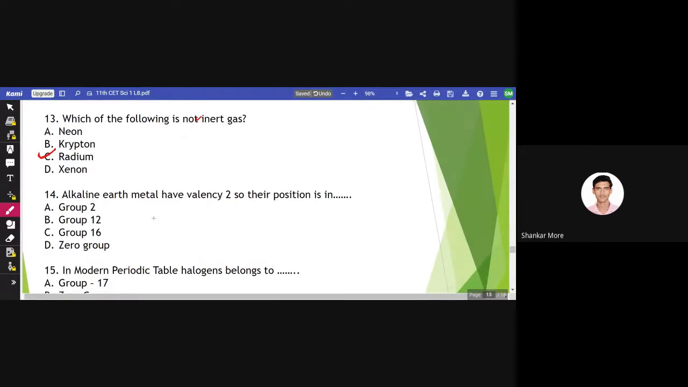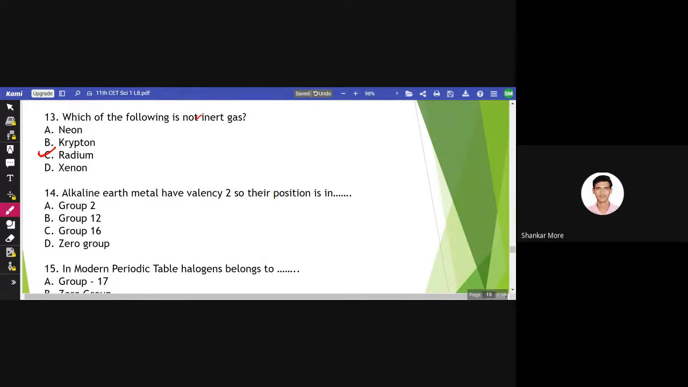All right, all good. Alkaline earth metals have valency 2, so their position is in which group? Valency is 2, so which group will their position be in?